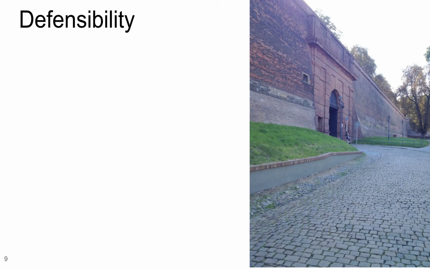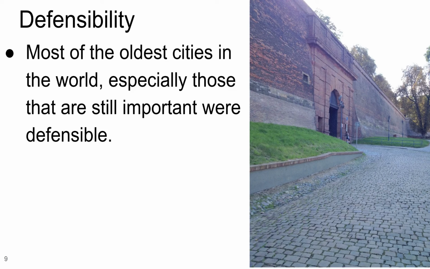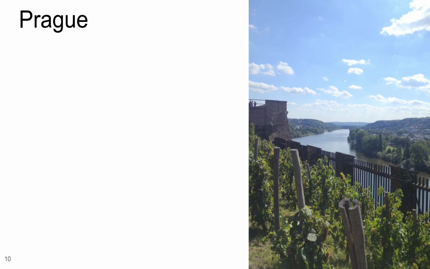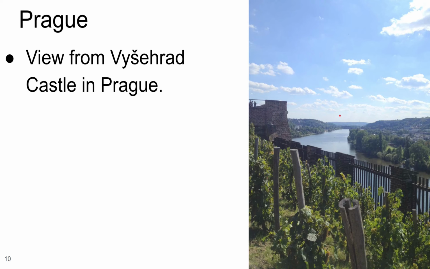Defensibility. One of the oldest reasons for cities was defense. This is Prague. Most of the oldest cities in the world, especially those that are still important, were places where people could defend that city. Like I said, this is the castle gates in Prague in the Czech Republic. And here is a view. There's part of the walls, a view across the river. I think we're looking downriver at that point. It's the view from the castle in Prague overlooking the river. It's a good spot to control traffic on the river.